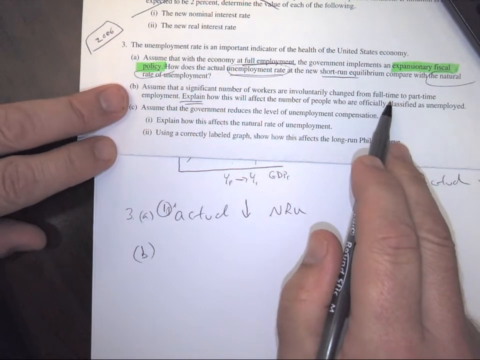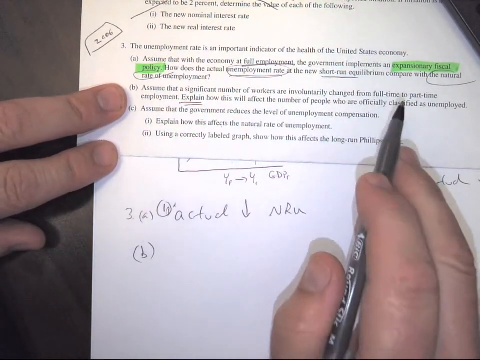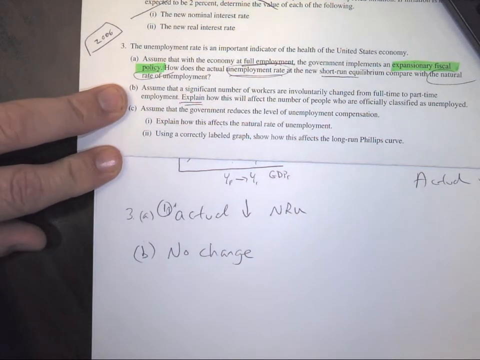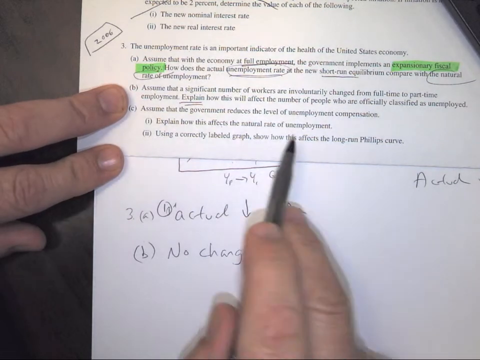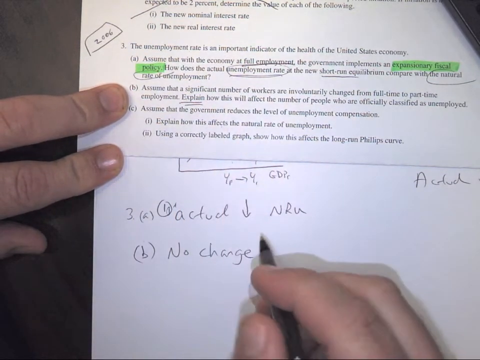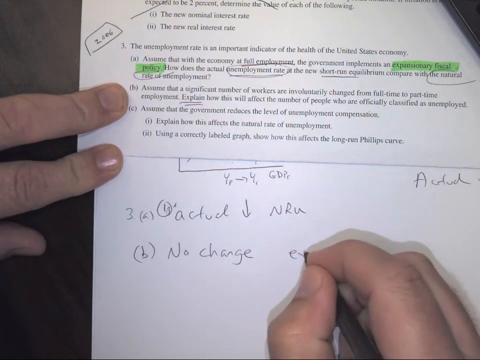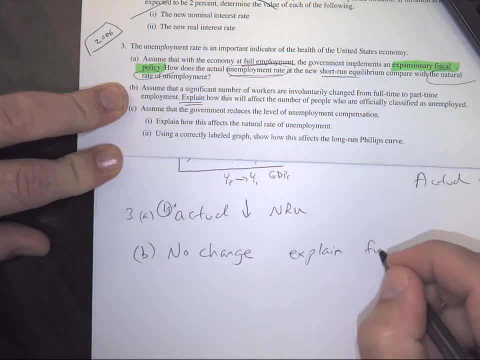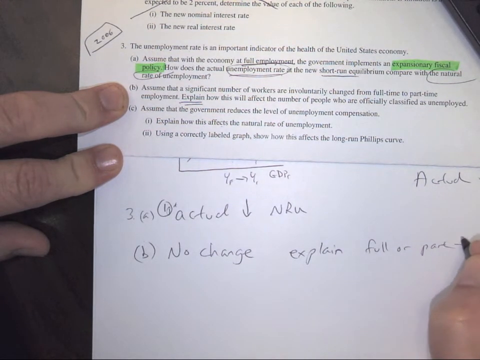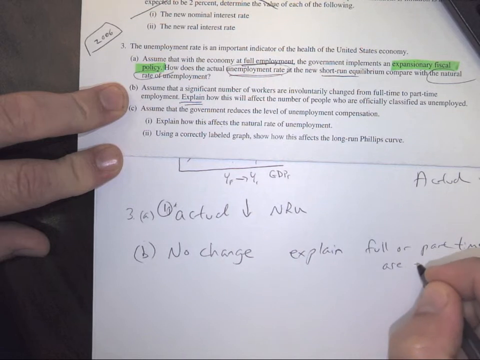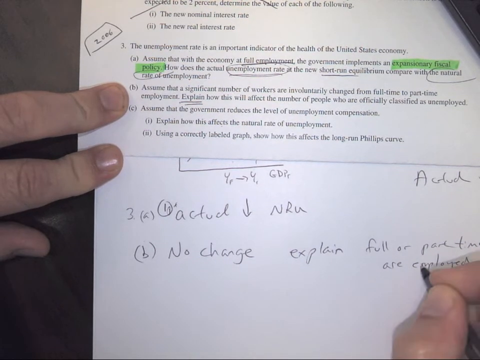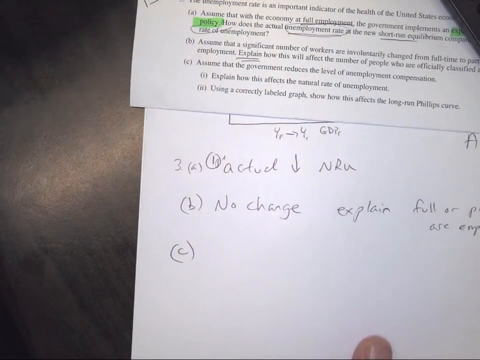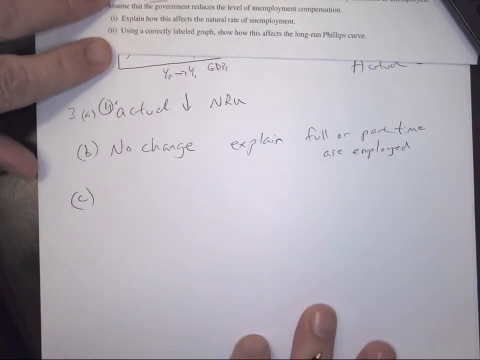If you have a full-time job or part-time job, you have a job. So there's going to be no change to the unemployment rate if that happens. Now, then you have to explain. Well, my explanation is that full or part-time are both employed. You have to forgive my handwriting because I type all the time. I don't write. Alright, so let me adjust the screen a little bit here for you.